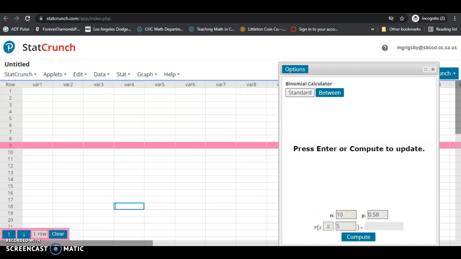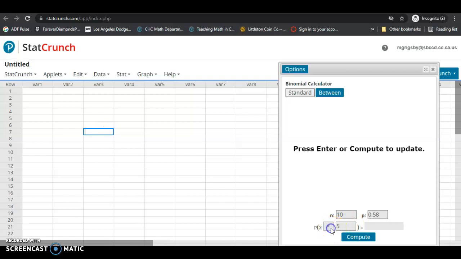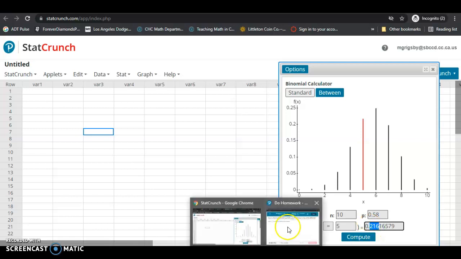Part A says find the probability that exactly 5 have little confidence in newspapers. Exactly means equal to. 5 is already selected conveniently. To 3 decimal places, the probability is 0.216.